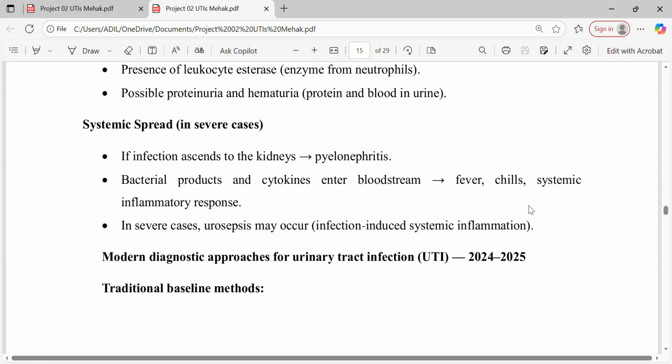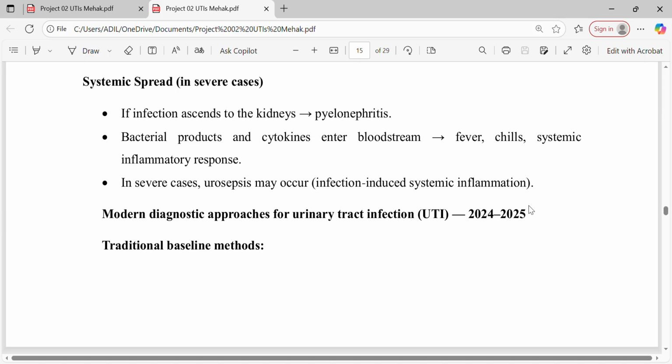Modern diagnostic approaches for urinary tract infection, 2024-2025. Traditional baseline methods.